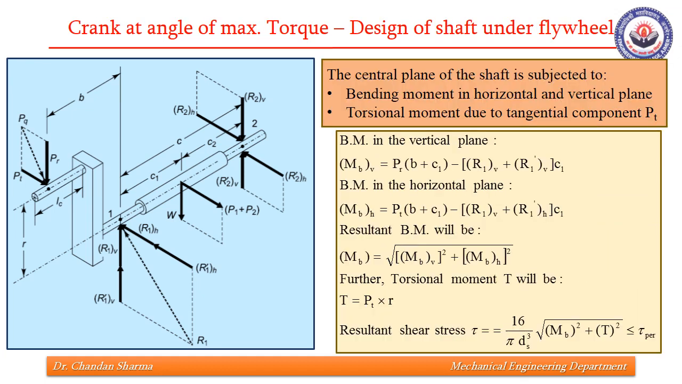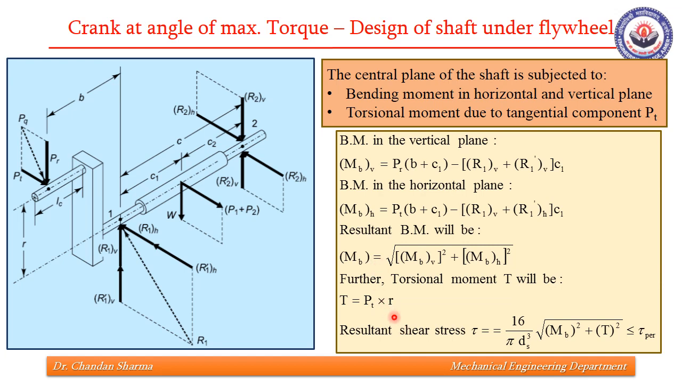Then we'll find the diameter of shaft under flywheel. In fact, we have already found that. We need to check. So the central plane of shaft is subjected to bending moment in the horizontal and vertical plane and torsion moment due to tangential component PT. Using this force diagram, you can easily find what is MBV and what is MBH. So we'll find the resultant of these, and then torsion moment will be PT into R.